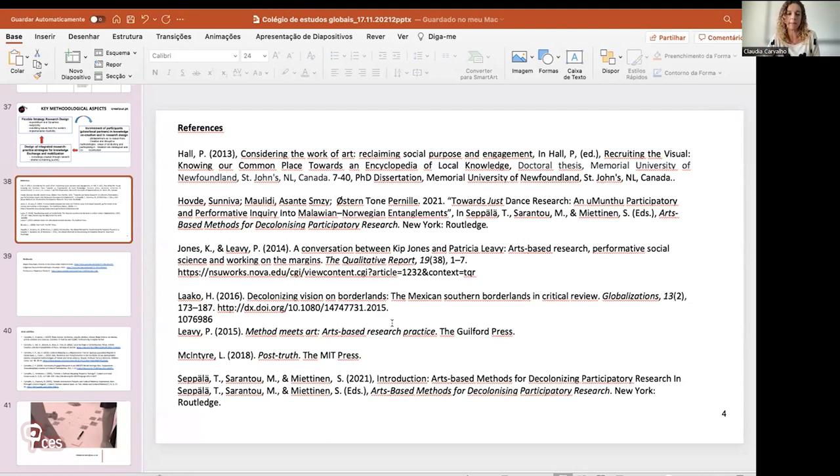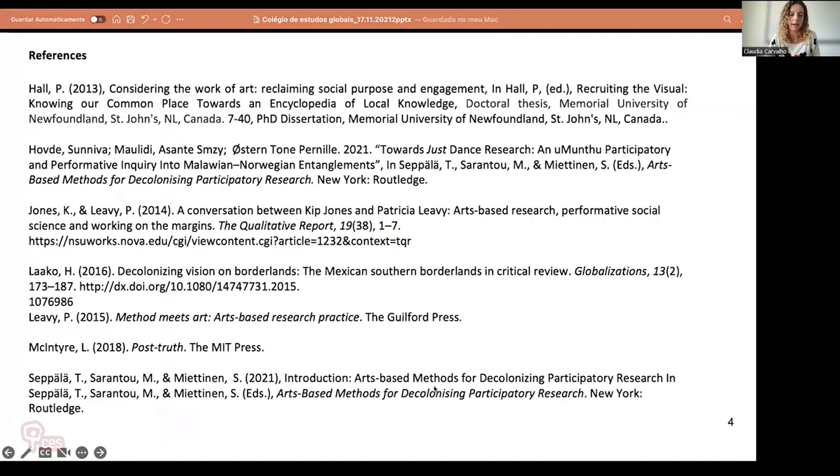So while I share my screen, I would like to start with this slide here, which is actually one of my last slides, but I thought it would make more sense to bring your attention to two of these references, which I will talk about, some of the concepts. It's the second one, sorry. The introduction to that book is about arts-based methods for decolonizing participatory research, and two specific chapters of that book: the introduction, and the one about dance research in a specific context.